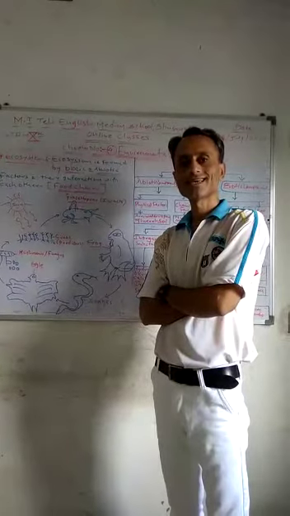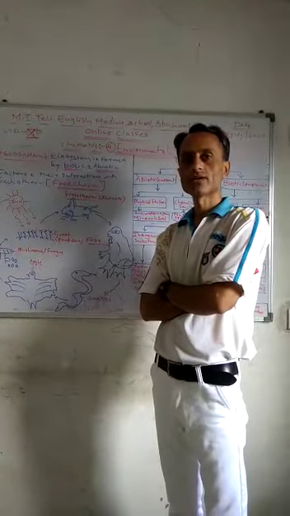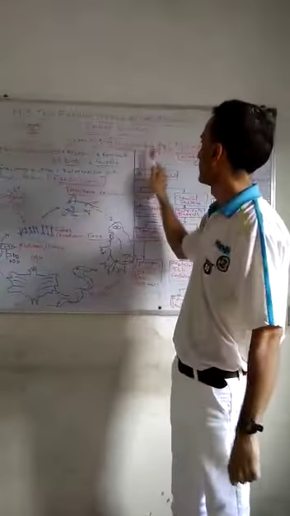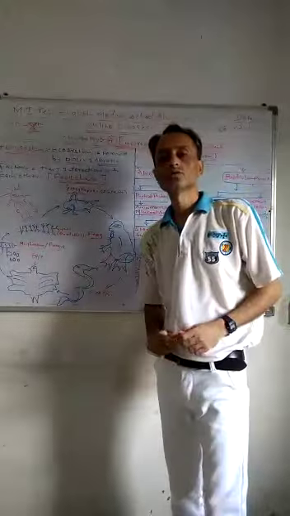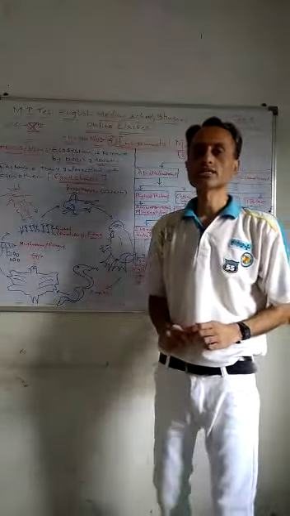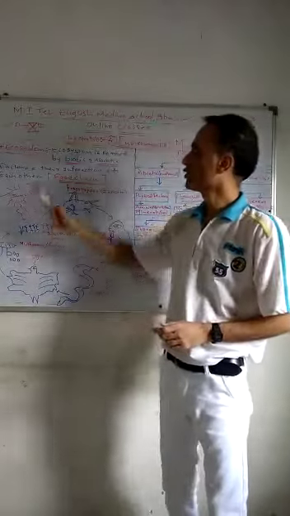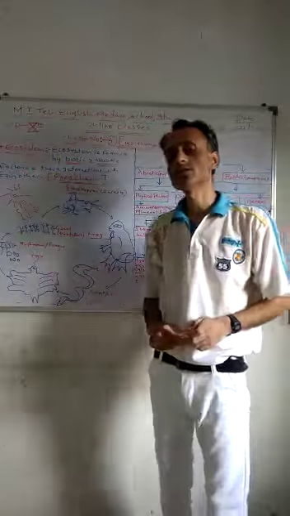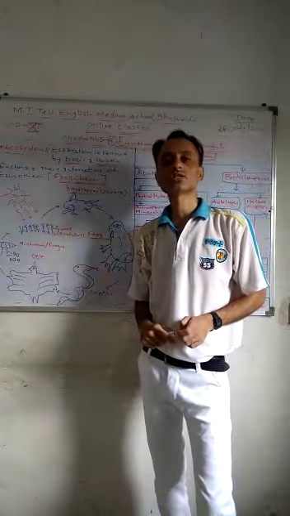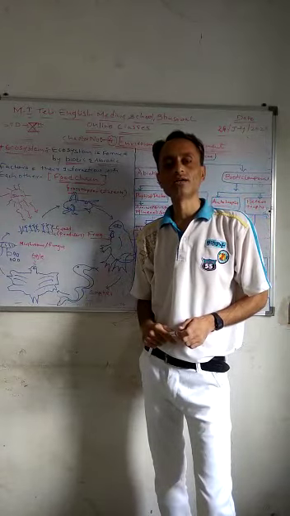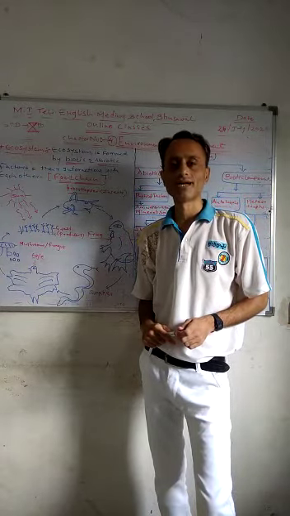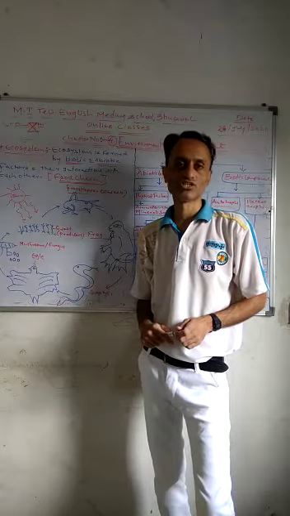Our today's topic is Science 2, Chapter number 4, Environmental Management. So, our today's discussion point is ecosystem. So, what is ecosystem? Ecosystem consists of biotic and abiotic factors of the environment and their interaction with each other.